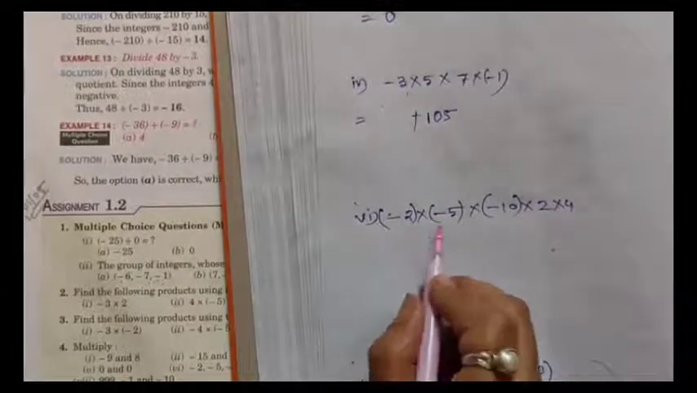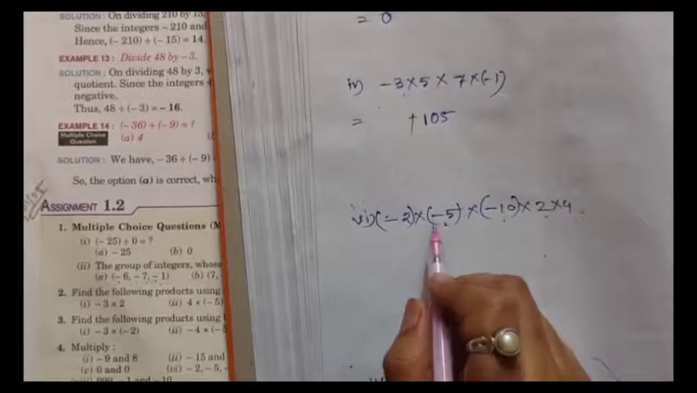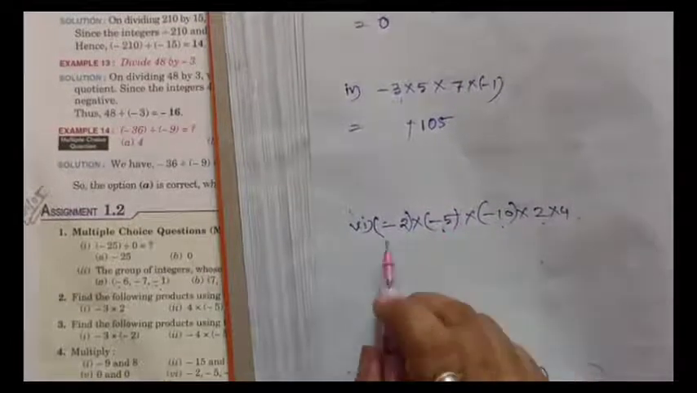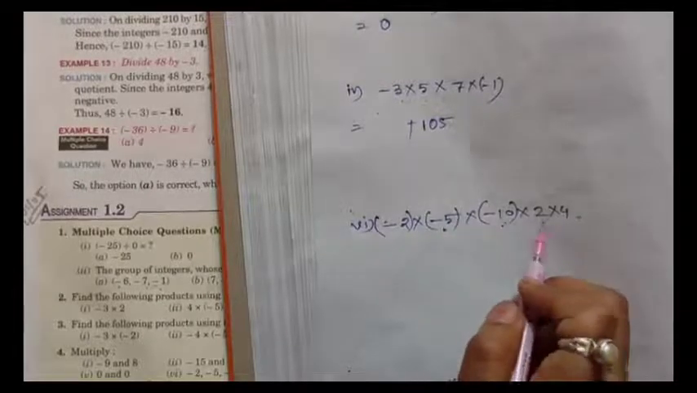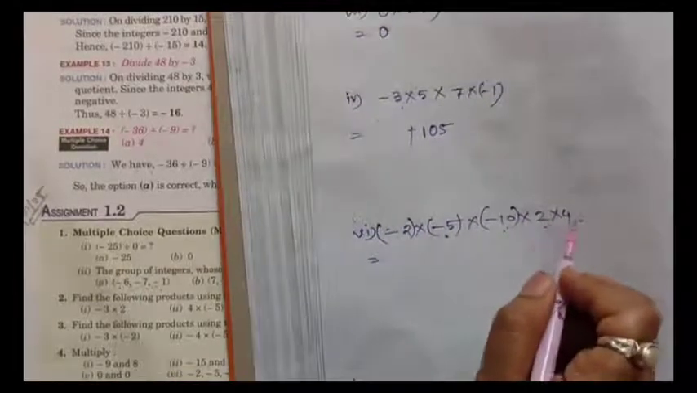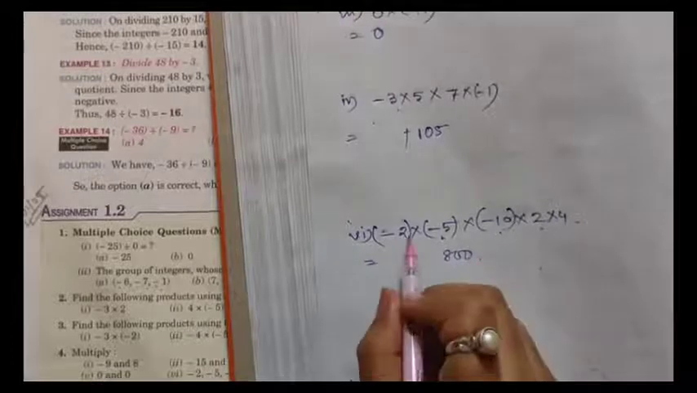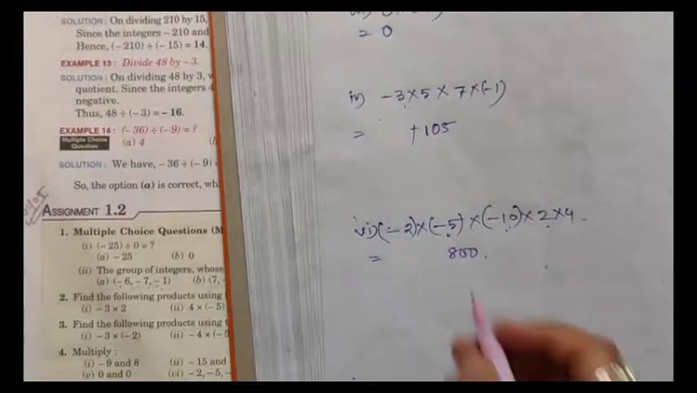Next question, question number 6. Minus 2, minus 5, minus 10, 2, 4. At first you need to multiply the absolute values. 2 5s are 10, 10 10s are 100, 100 2s are 200, 200 4s are 800. Here minus occurs 3 times, and 3 is an odd number, so the sign of the product will be minus.